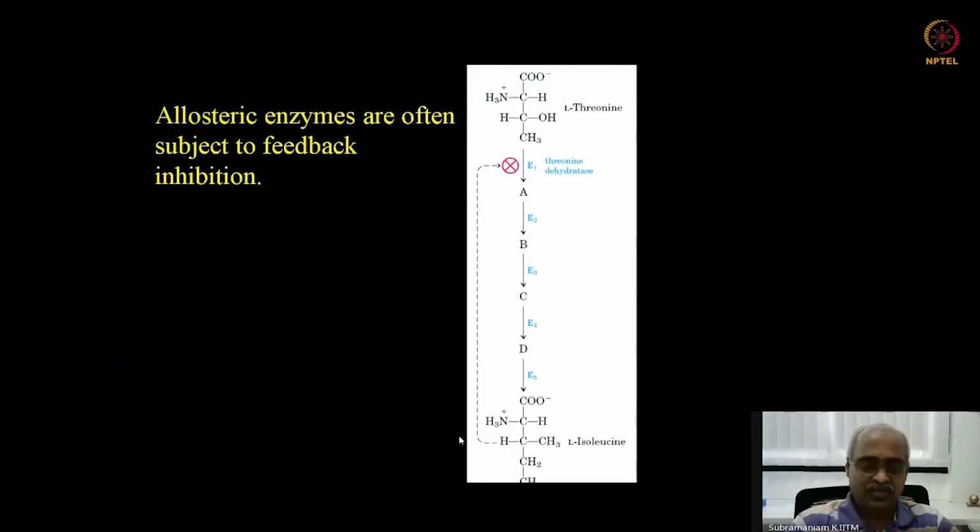And that end-of-the-pathway product acting as a negative allosteric effector of the enzyme catalyzing the first step is a common thing. This we call feedback inhibition, because it is providing a feedback to this pathway. Allosteric enzymes often are subject to feedback inhibition. Usually the first step involves an allosteric enzyme, and that's usually negatively regulated by the end product of the entire pathway.